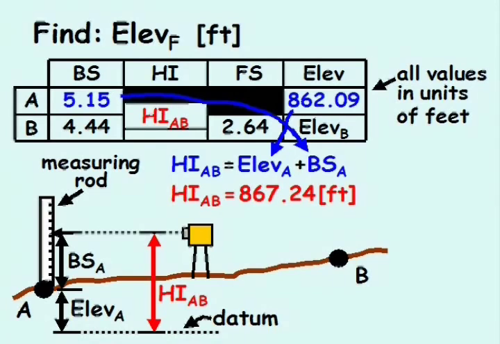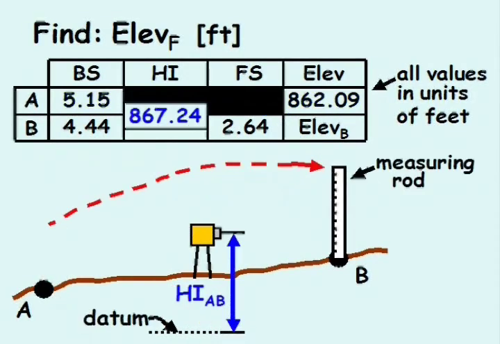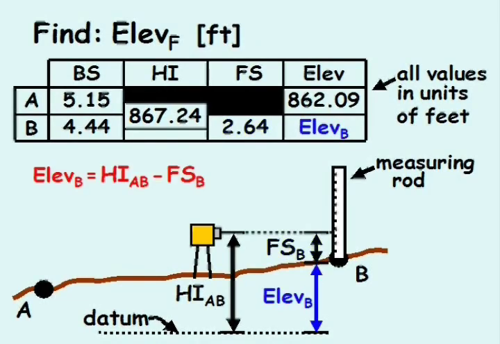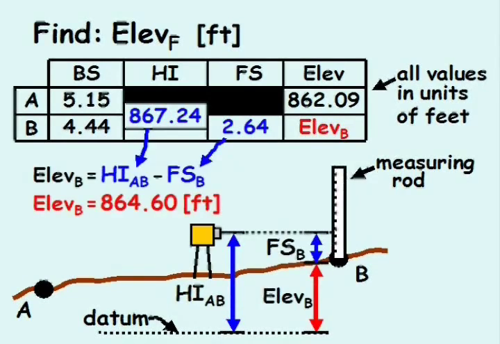Next, the rod man sets the rod vertically at point B, and the instrument man takes another level shot at the rod. This reading on the rod represents the foresight elevation, which in this case is for point B, and for this example equals 2.64 feet. And the elevation at point B equals the vertical distance from the datum to point B, which equals the height of the instrument minus the foresight reading. After plugging in the known values, the elevation at point B equals 864.60 feet.